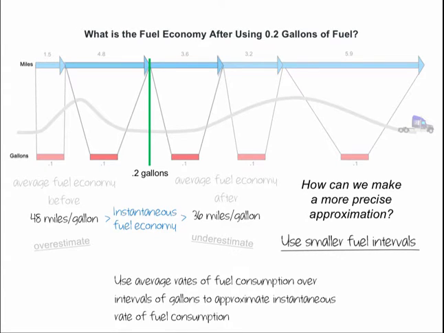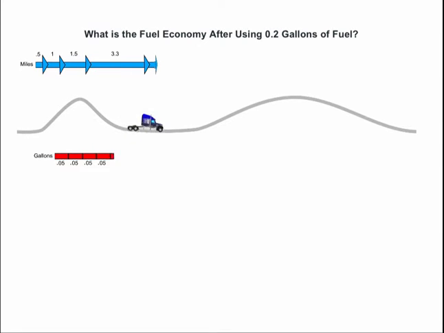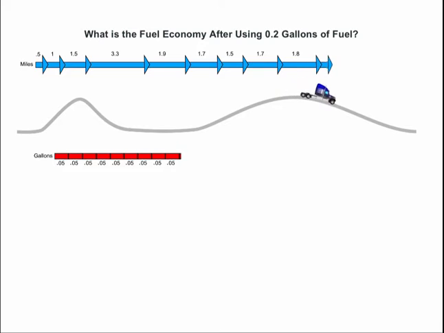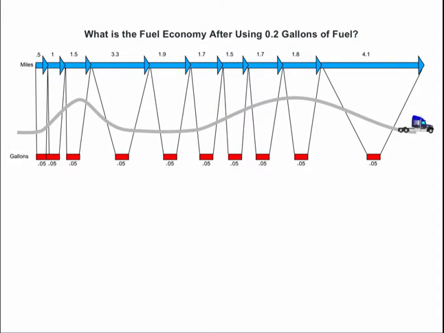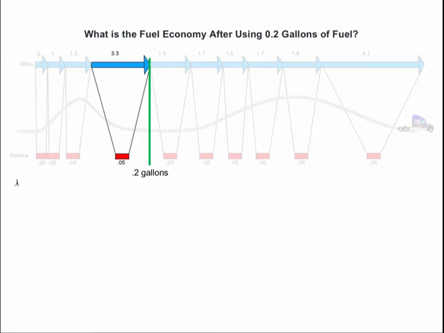Let's look at the truck's trip again, but this time break it down into 1/20 of a gallon fuel intervals. As before, let's see how each 1/20 of a gallon fuel interval corresponds to a distance interval. Let's look at the 2/10 of a gallon mark again. As we did with the 1/10 of a gallon intervals, we can find an average rate of fuel consumption over the interval right before the 2/10 of a gallon mark. Here, the average rate of fuel consumption is 3.3 miles per 1/20 of a gallon. That is equivalent to 66 miles per gallon.